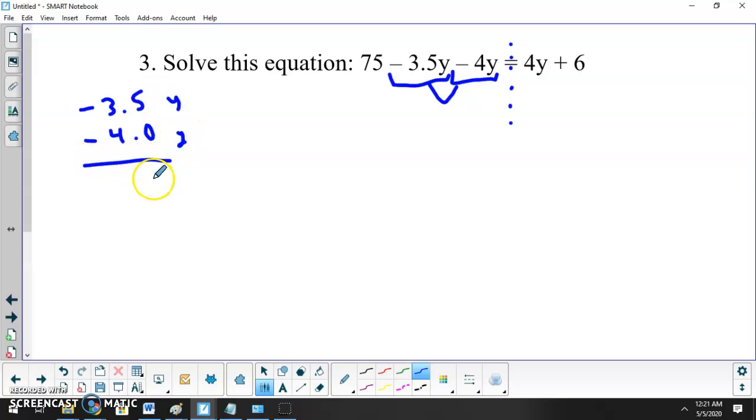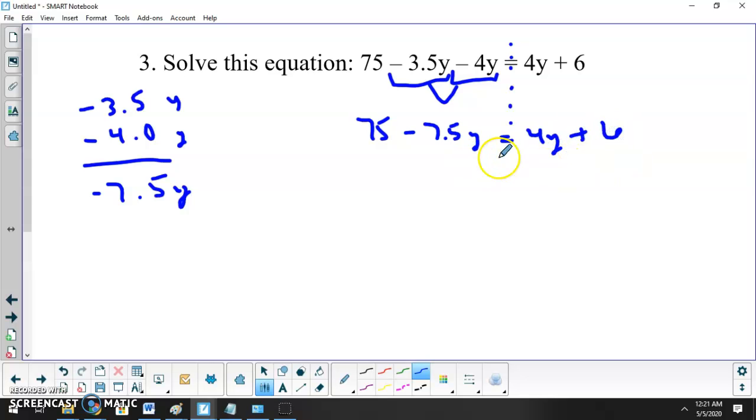When they have different signs, you subtract. And you want to make sure to keep the sign the same. So you get negative 7.5y when you combine those. So you have 75 minus 7.5y equals 4y plus 6. All right. Now once again, you have a choice. You got to move your variables from one side to another. You can either subtract the 4y, or, and the way I'm going to do it is, I'm going to add 7.5y.